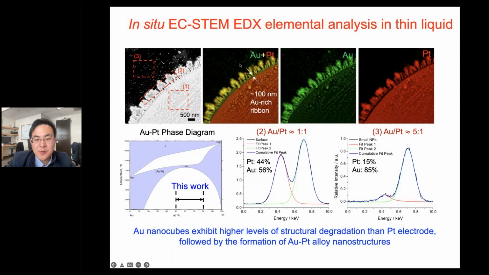In this case, because both gold and platinum are very stable, we actually can see the formation of this heterogeneous alloy structure. So we first see a gold-rich ribbon grow on the platinum surface, and we see this kind of beautiful dendritic growth of a bimetallic alloy, which is about a 1-to-1 ratio.